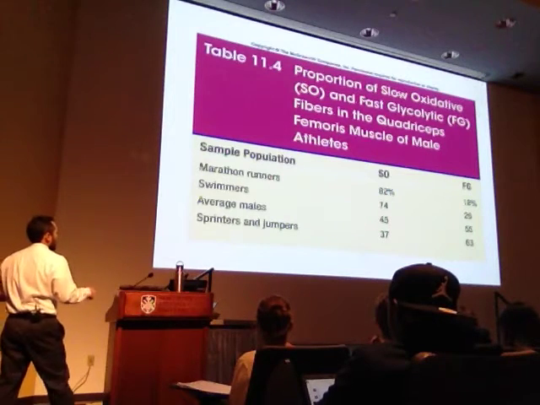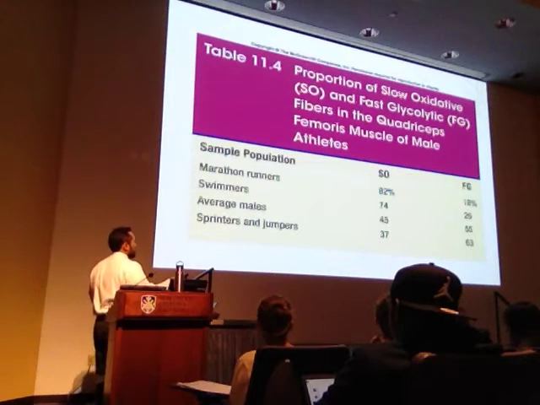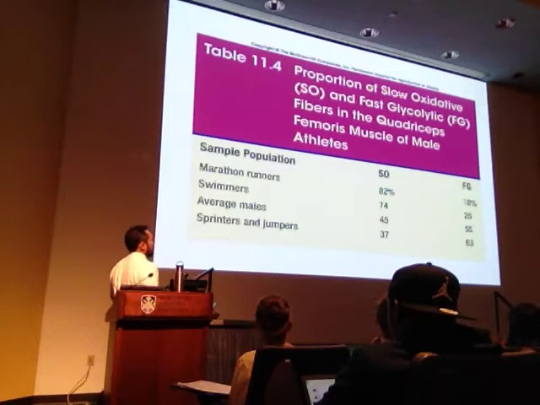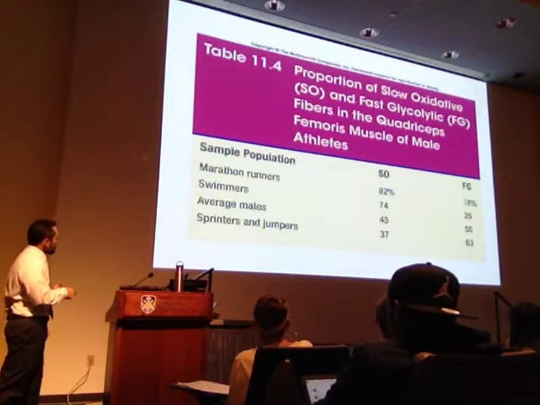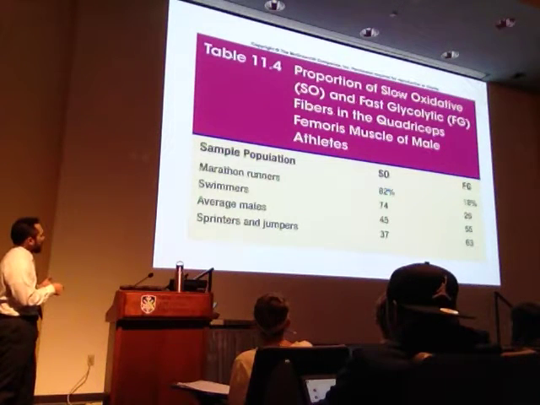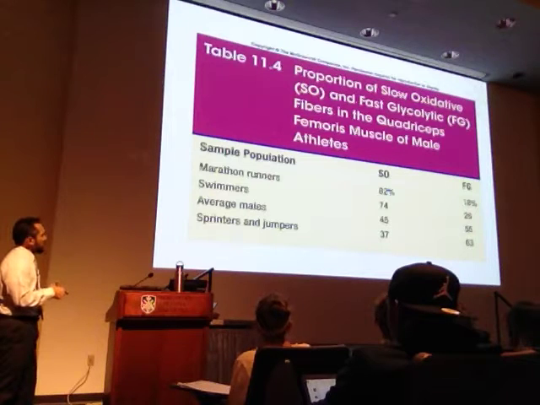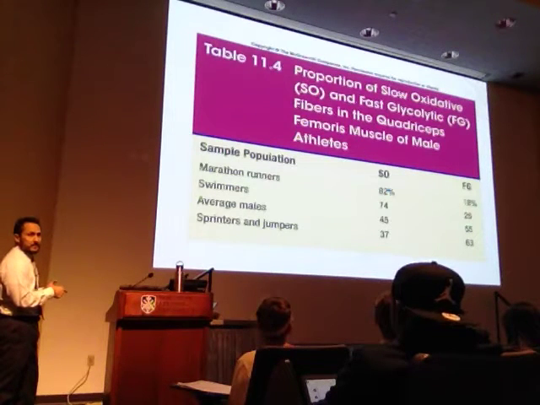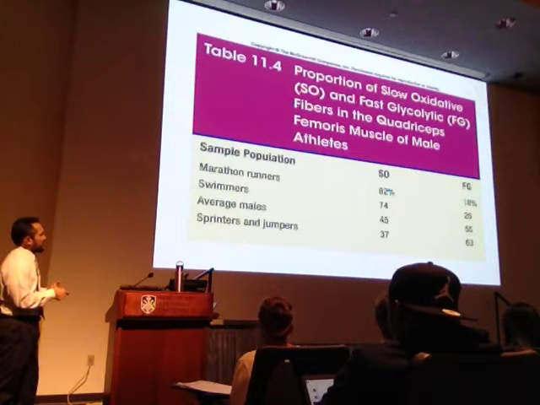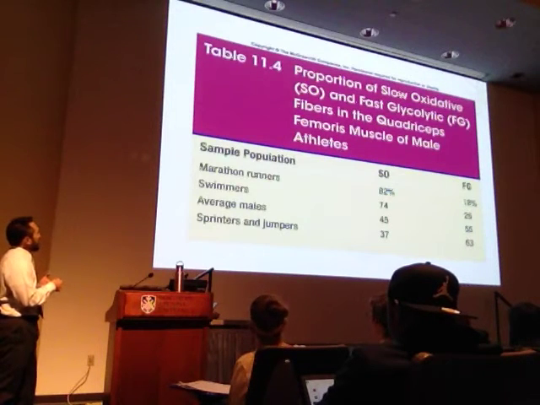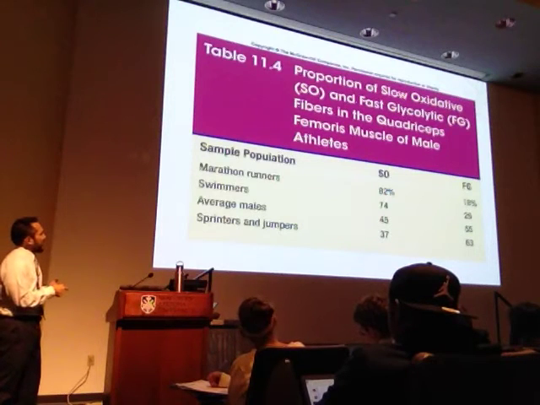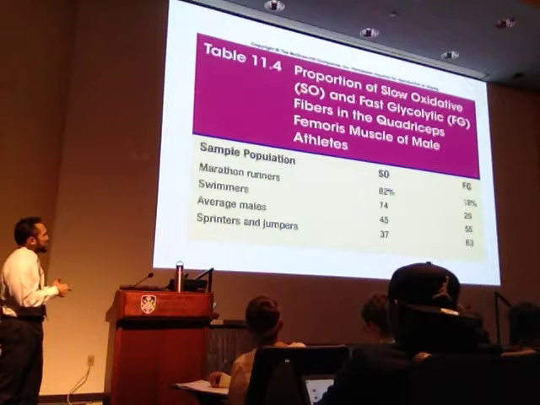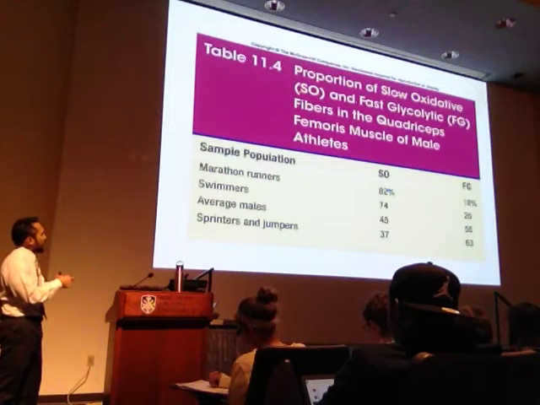Okay? And we're looking at slow oxidative, type 1, versus fast glycolytic, type 2. And you can see the average male individual is almost right down the middle, 50-50. But it's definitely a little bit skewed to the fast glycolytic fiber. And then these male athletes that are swimmers have more slow oxidative fiber type within the quad muscle group.